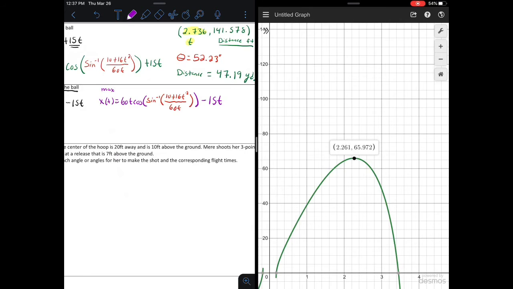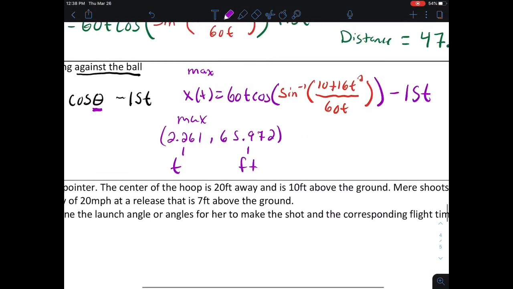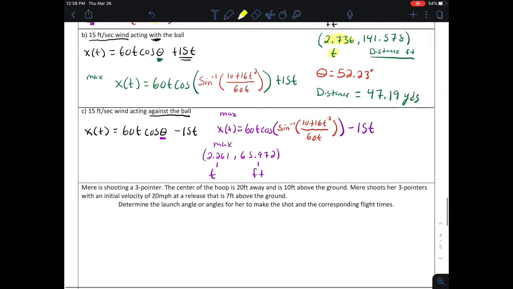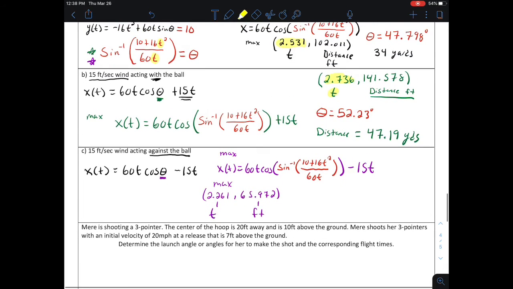2.261. So I have a max at 2.261 by 65.972. All right, so that is the distance traveled in feet, and this is the flight time, the time that the football is in the air by the time it gets to the crossbar. To get the launch angle from here, I'm going to take that t and do the same thing with it that I did with all the other ones. So my t's go back into my theta equation where all the t's are.